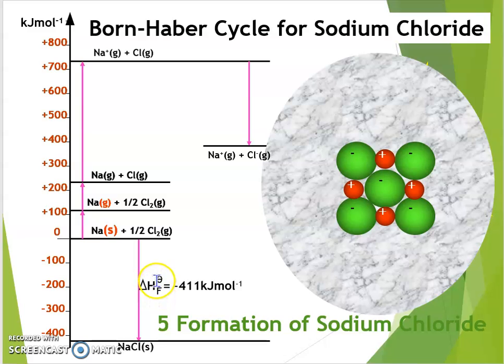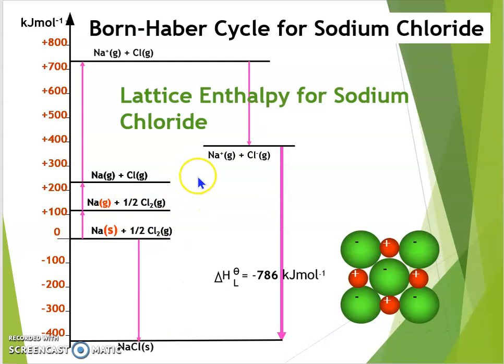It is represented by del Hf, that is formation energy or lattice energy, which is minus 411 kilojoule per mole, and this step is also an exothermic process due to formation of sodium chloride. These steps are exothermic or energy release processes. Now the last step, that is lattice enthalpy for sodium chloride.